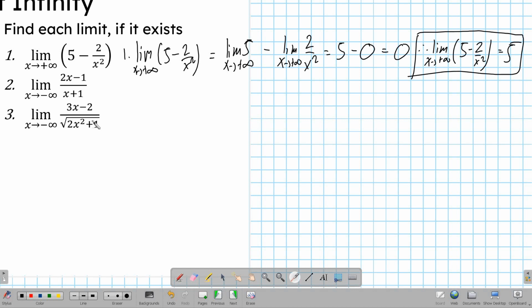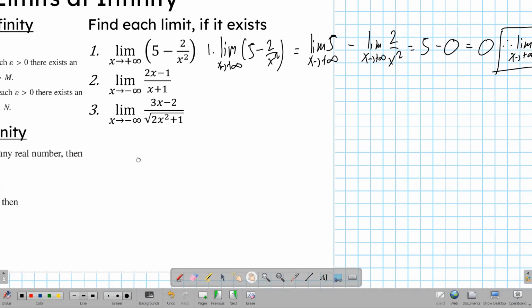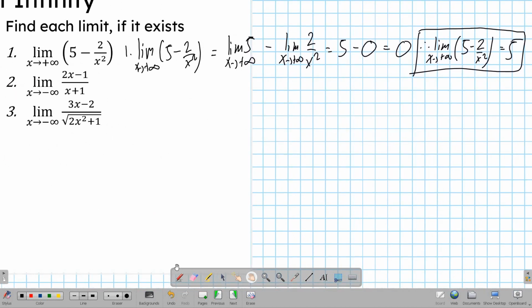Now, what happens if we have givens like this in rational expression form? We would have to apply a technique that will bring out the form we need from our given expression. So for example, in number 2, we'll have the limit of 2x minus 1 over x plus 1 as x approaches negative infinity.